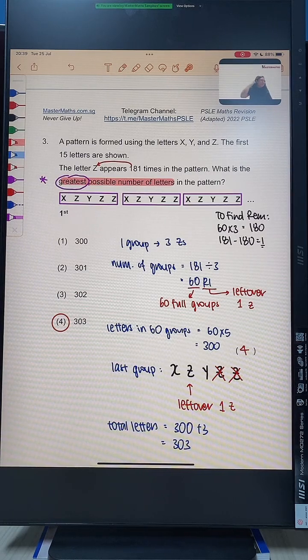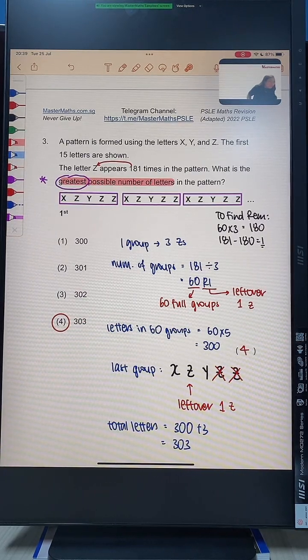Alright, if we are clear, let me try and see if I can push this back so that you guys can see a little bit better.